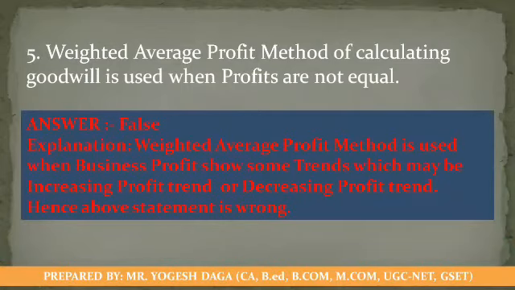Why? Because weighted average profit method is always calculated where the profit is showing some trend. That trend may be an increasing trend or it may be a decreasing trend. So here in the statement it is given when the profits are not equal, then we are calculating the weighted average profit, which is perfectly false. So yes, the answer is false, and the reason is there on the screen. So you can see and check your answer.